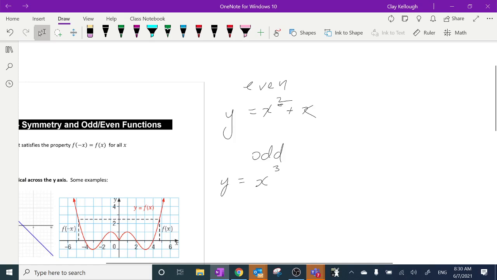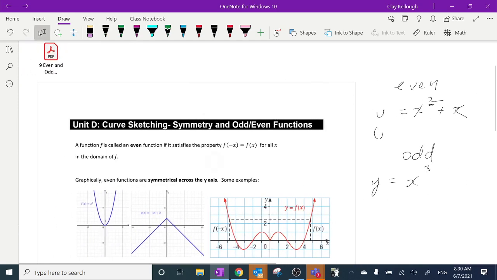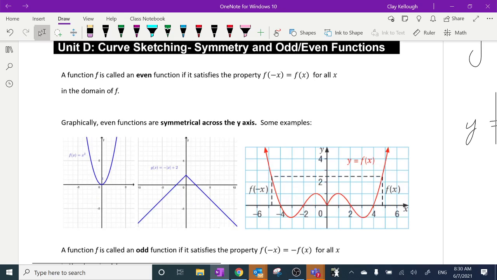The even functions will have both arms going in the same direction, and the odd functions will have one arm going in one direction and the other arm going in the other. Even more important than that, when you're actually trying to sketch a curve, is the symmetry that you get from even and odd functions. A function is even if it satisfies the property f of negative x equals f of x. So if you substitute in negative x for all the x's and you get the exact same function you started with, you have yourself an even function.